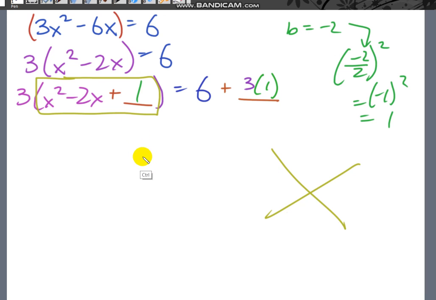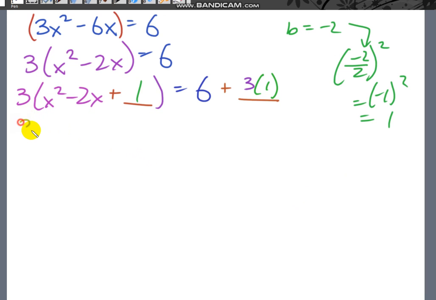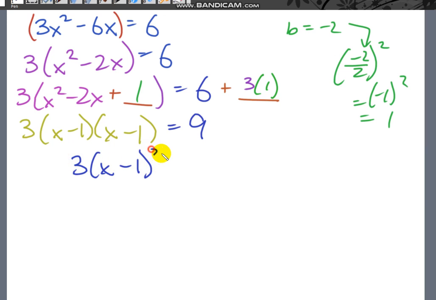So let's go ahead and write this. 3 times x minus 1 times x minus 1, and then this equals, so 6 plus 3 times 1 is going to be 9. Okay, what I see is these are the same, so we can go ahead and group them together. So 3 times x minus 1 squared equals 9.